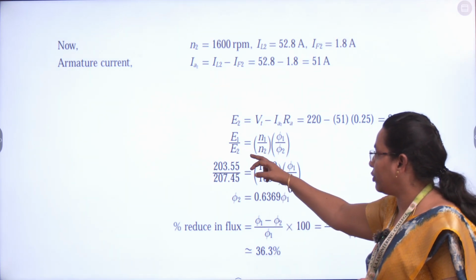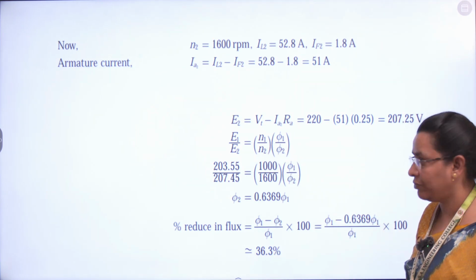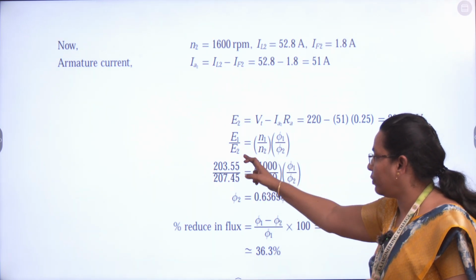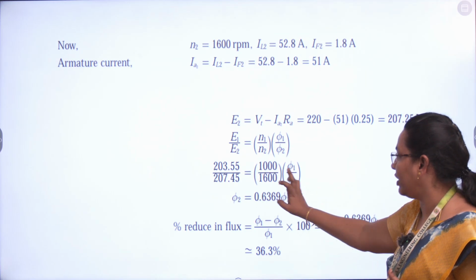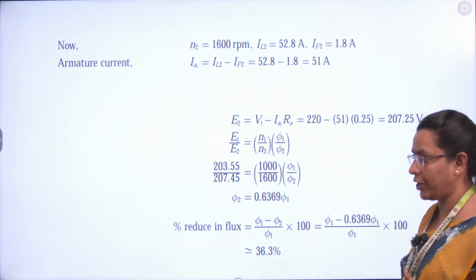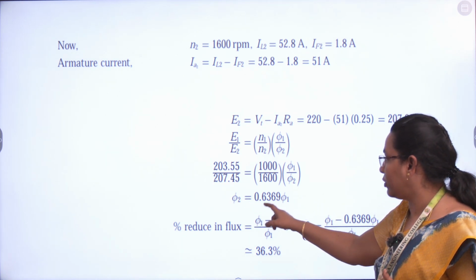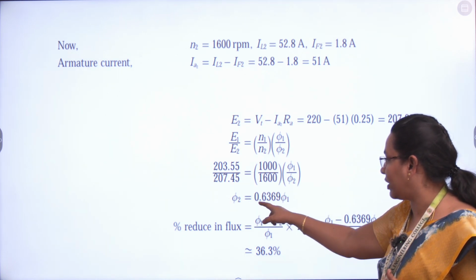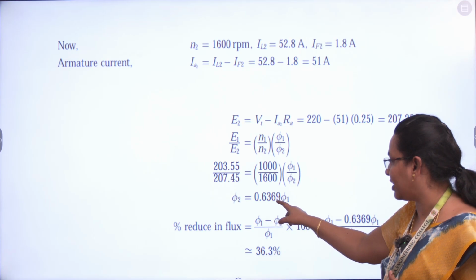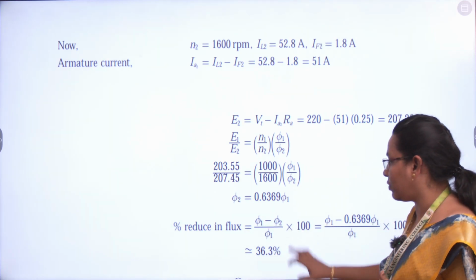And we are going to take the ratio between the two back EMF values. So E1 by E2 equals N1 by N2 into phi1 by phi2. We know the E1 value, we know the E2 value, and N1, N2. But we don't know the phi1 as well as the phi2 value. So by solving this we are getting phi2 equal to 0.6369 into phi1.